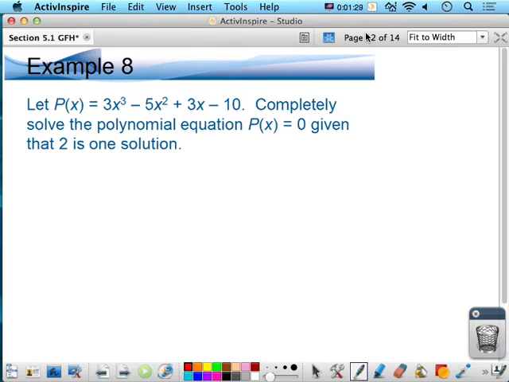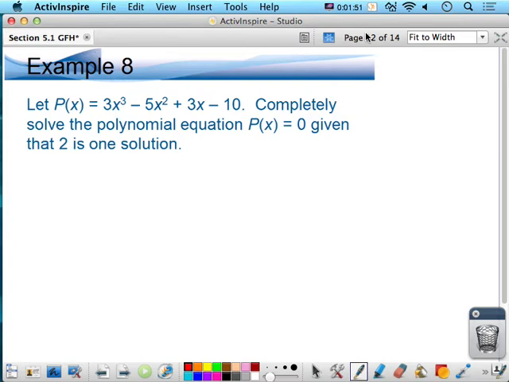So they threw you a bone, and they said, look, you don't know how we got it yet, but we know that 2 is one of these answers. We know that 2 works. We know that when we divide by x minus 2, we get a remainder of 0. And in the next section, we're going to learn how they found that 2. But for now, we're just going to take their word for it.